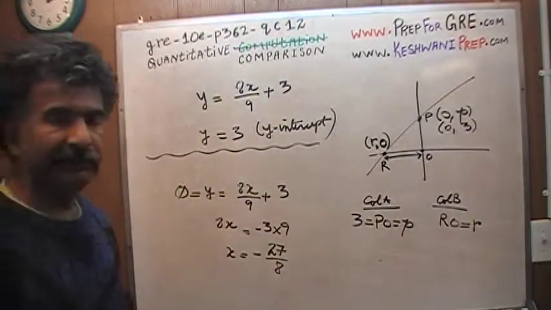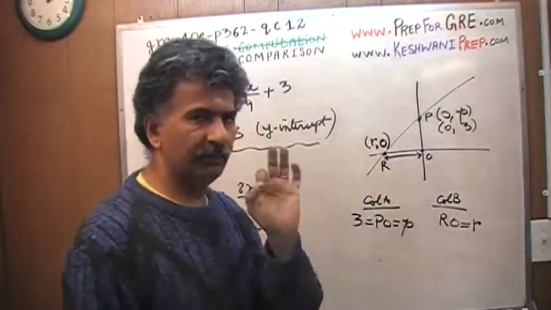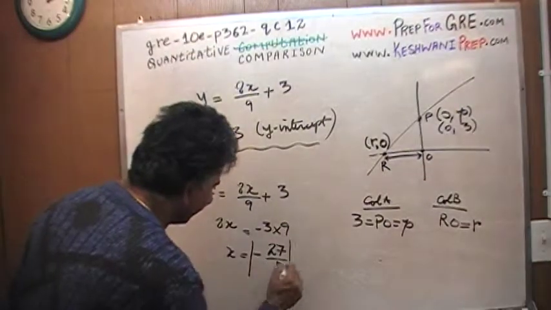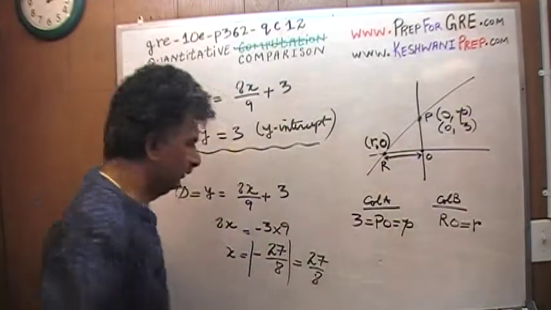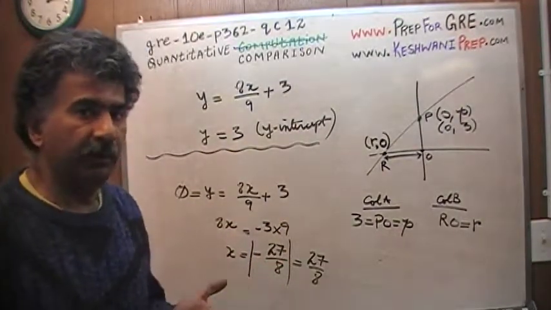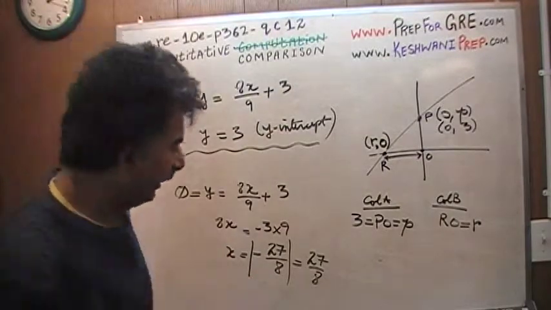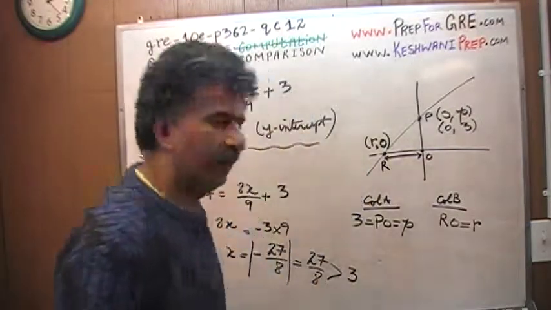Now since we're comparing the distance, we're not talking about the value, we're talking about the distance OR, so we have to take the absolute value of it. And the absolute value of that is 27 over 8. We know that 27 divided by 9 is 3, therefore 27 over 8 has to be more than 3.